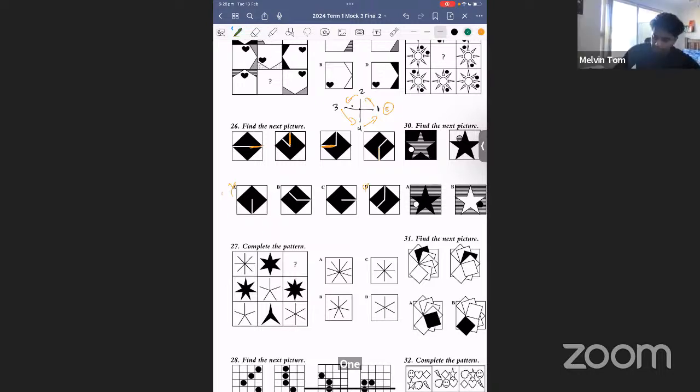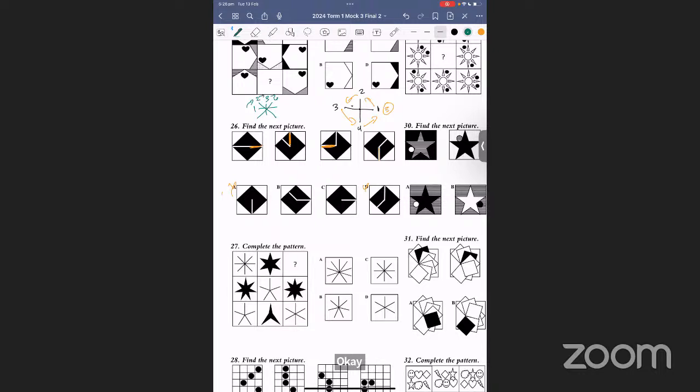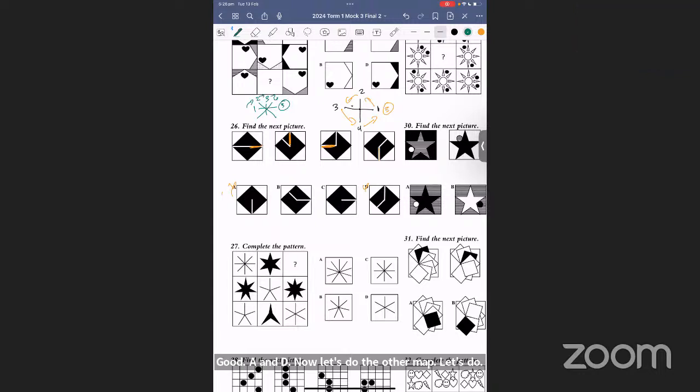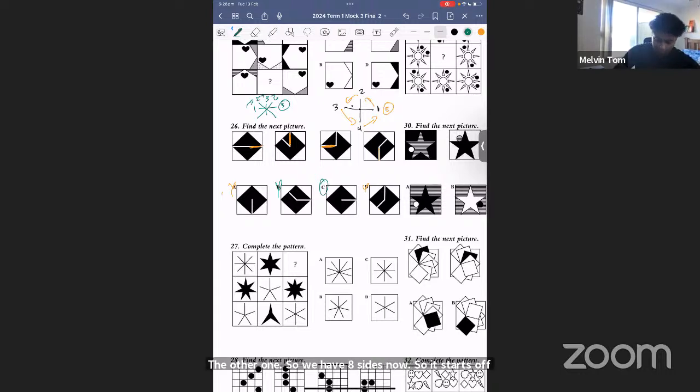Now let's do the other map. Let's do the other one. So we have 8 sides now. So it starts off here 1, then it goes here 2, then it goes here 3, and then it goes here 4. What map is this? And what pattern is this? Plus one, plus one, plus one. Yeah, plus one, plus one. So which answer is the correct answer? C. Good. C.